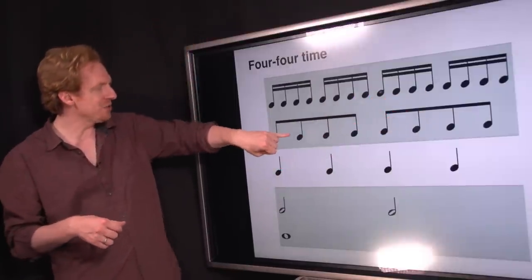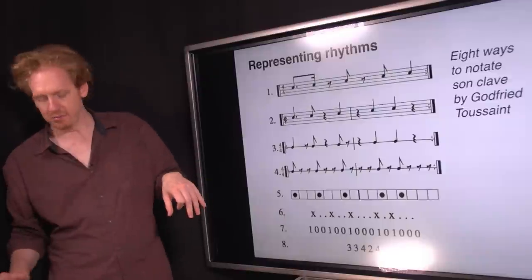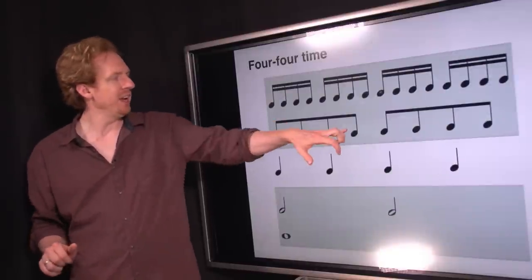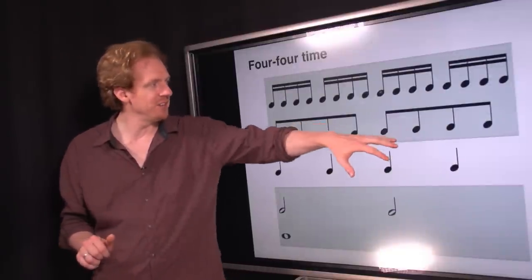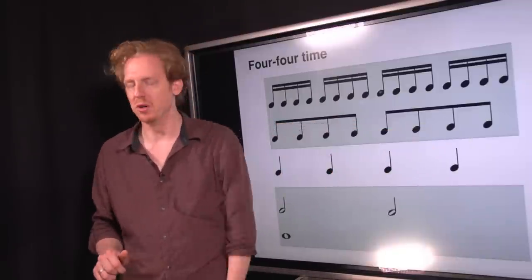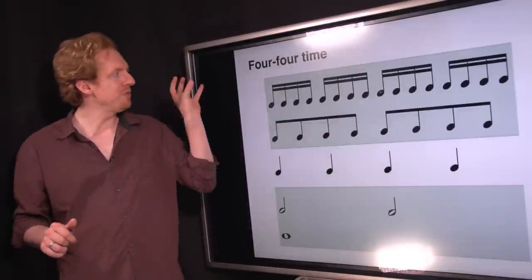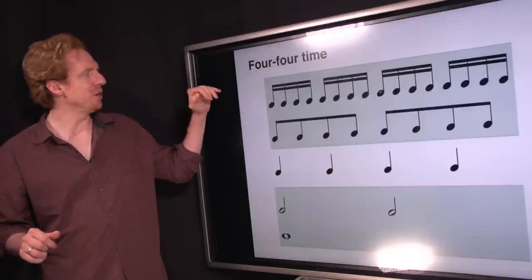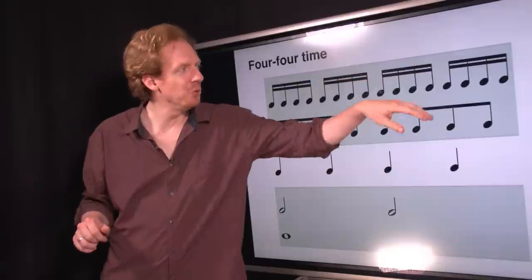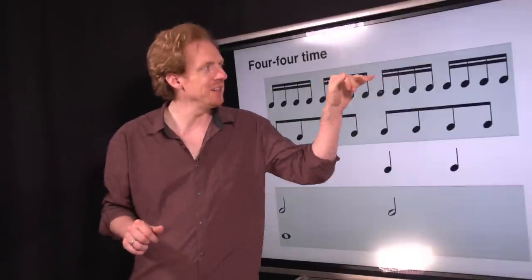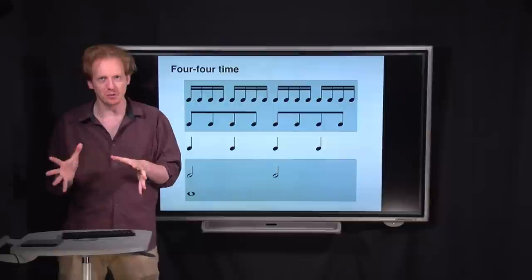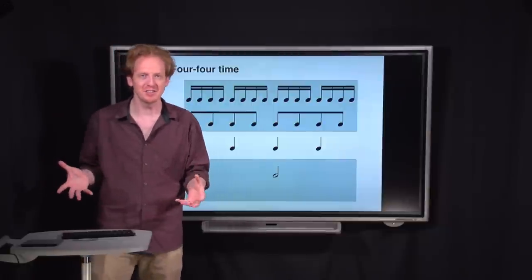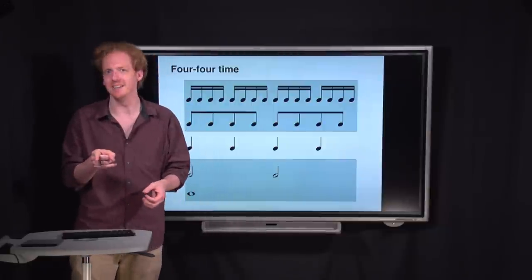And this and is called the and of 1, because it follows beat 1. This and is called the and of 2, this and is the and of 3, and this and is the and of 4. Finally, up top, we've got 16th notes. The way that you count these are 1e and a, 2e and a, 3e and a, 4e and a, which is stressful and annoying. Everyone hates counting 16th notes, and we will not be doing it in any of these videos.